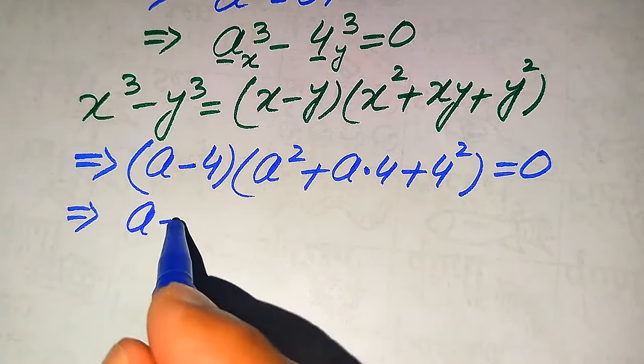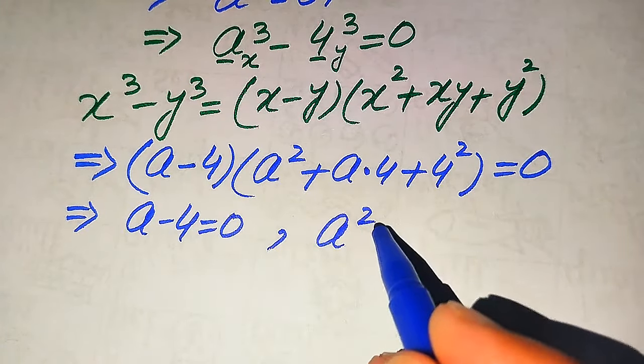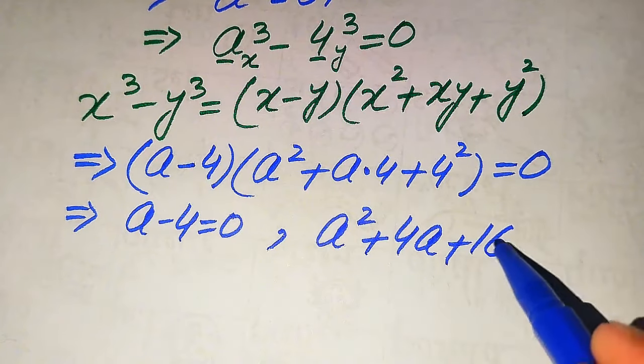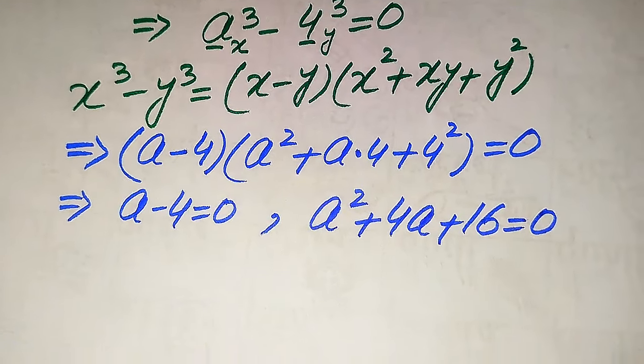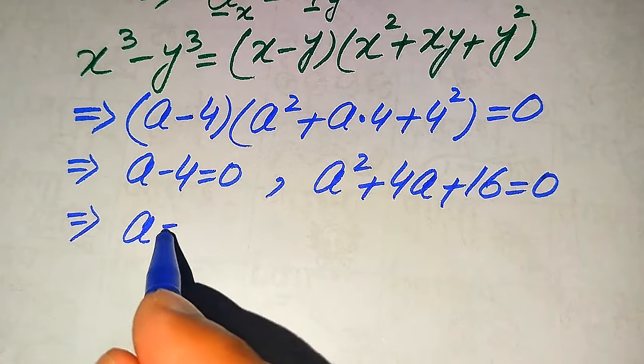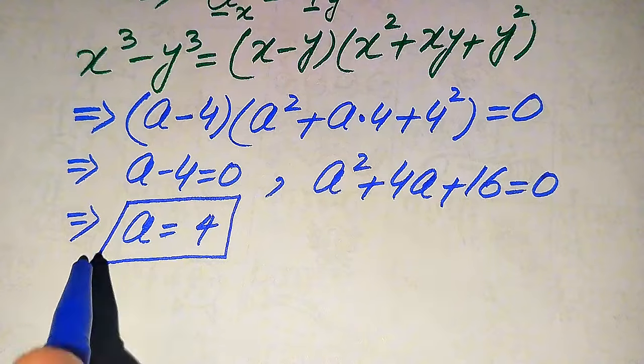The first case is we write a minus 4 is equal to 0, and the second case is we write a square plus 4a plus 4 square, which becomes 16, and this whole equation is equal to 0. So from here we easily get the value of a is equal to 4. This is the first root of the given equation.